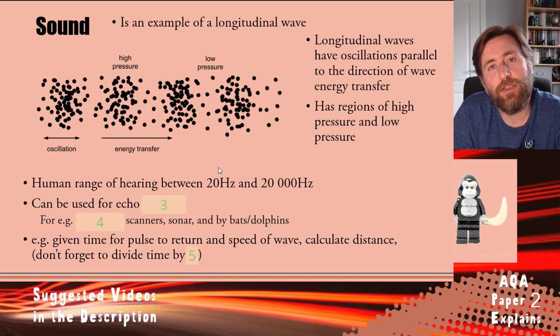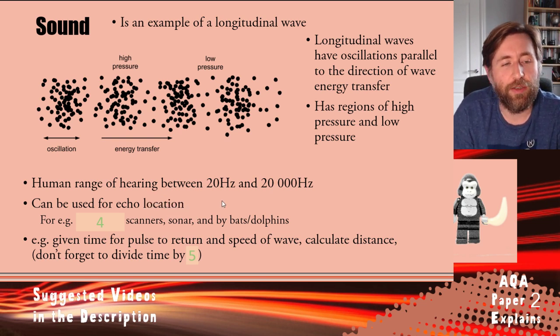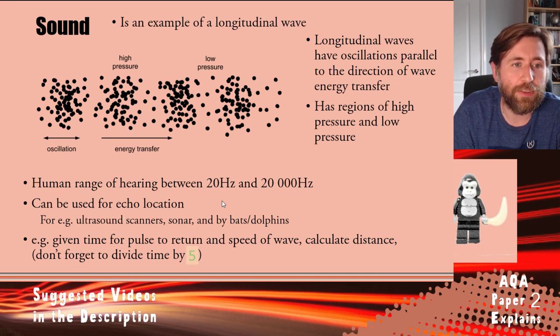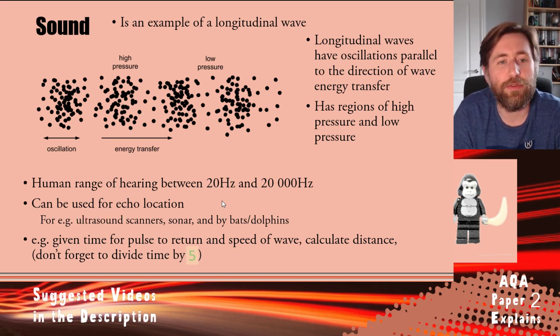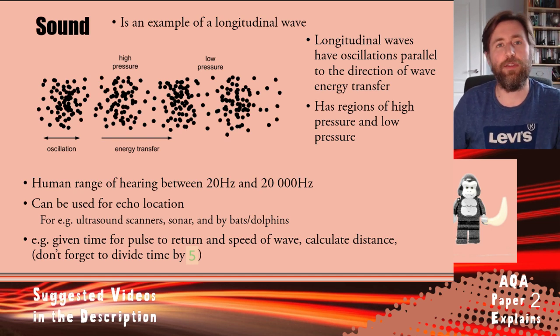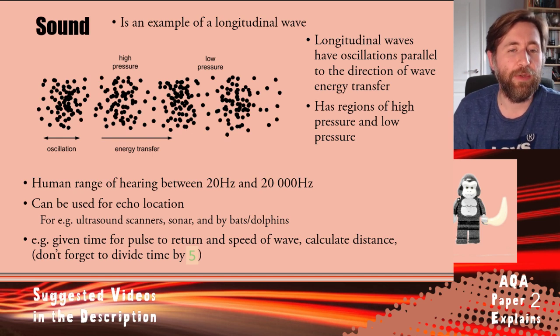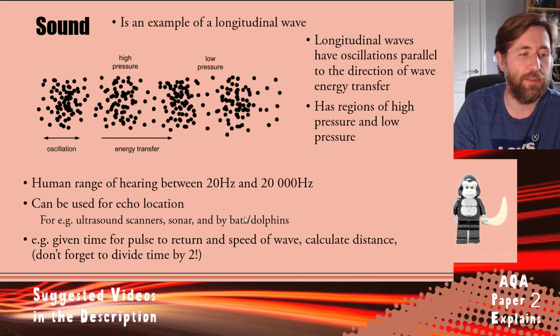The human range of hearing is between 20 hertz and 20,000 hertz. Sound can be used for echolocation, for example, for ultrasound scanners, sonar, and by animals like bats and dolphins. When you're given something like echolocation, don't forget that we're often talking about the time for the pulse to get there and back. So remember, you can use it to calculate distance if you know the speed as well. And don't forget to divide the time by 2 if we're just trying to work out the distance there.